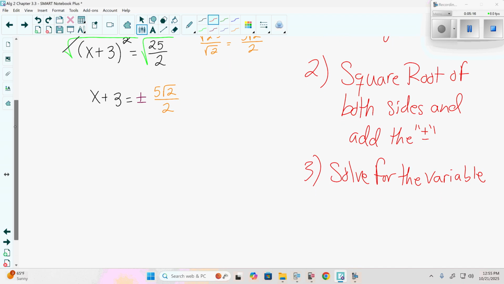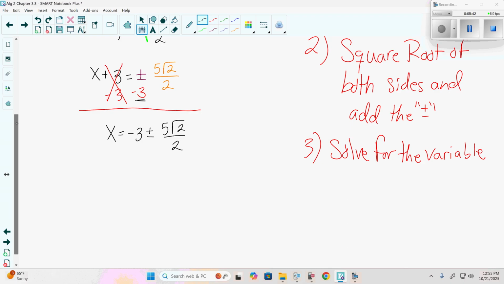Well, no, we have the plus 3 with x. So the last thing we need to do is to get x by itself. We'll subtract 3 from both sides, leaving x by itself on the left-hand side. Now, whenever we add or subtract a number with the plus or minus, we're going to put this negative 3 in front of the plus or minus when we rewrite it back out, telling us that x is equal to negative 3 plus or minus 5 square roots of 2 over 2.